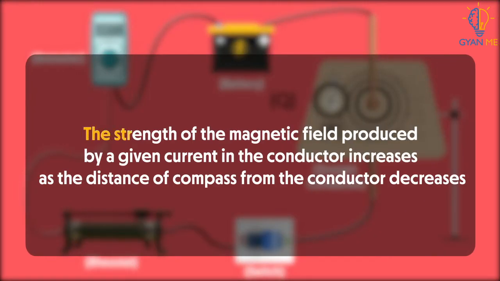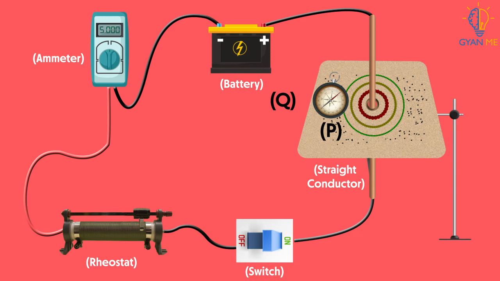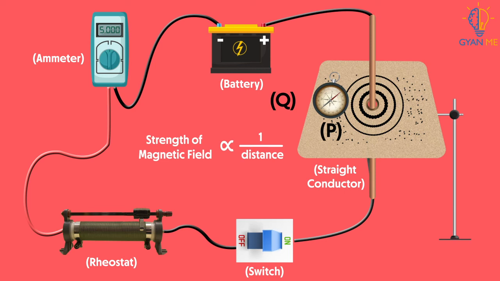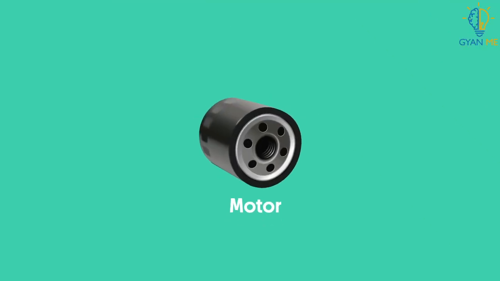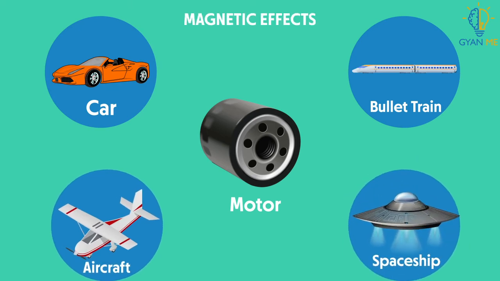Thus, the strength of magnetic field produced by a given current in a conductor increases as the distance of the compass from the conductor decreases. You will also notice that the concentric circles representing the magnetic field lines around a current-carrying straight wire become smaller as we move closer to it, which means that the strength of magnetic field is increasing. In other words, the strength of magnetic field is inversely proportional to the distance from the wire. You know, students, the motor in a toy car, bullet train, aircraft, or spaceship uses similar magnetic effects.